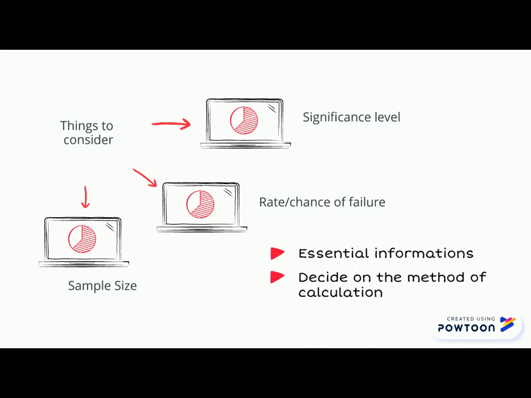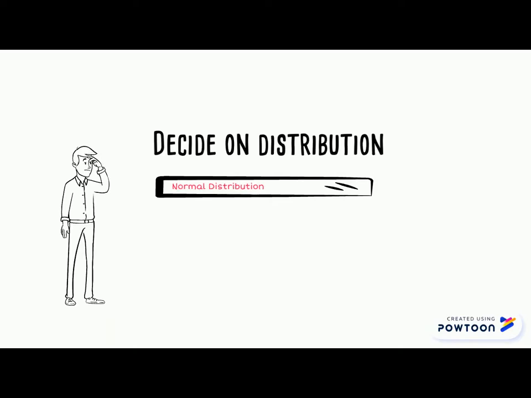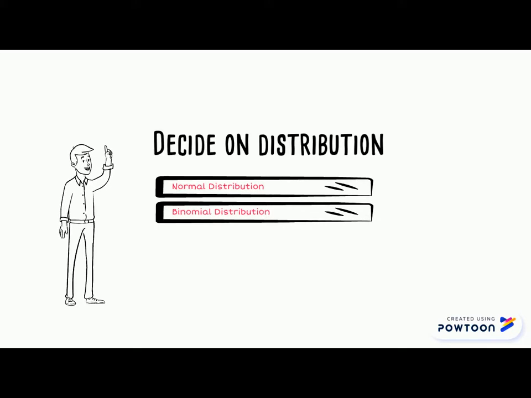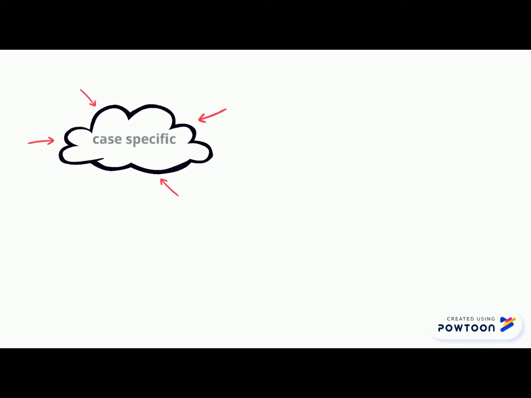All of these are essential information to decide the method of approximation for our calculations. We also need to decide on the type of distribution to use. We have several options, such as the normal distribution, binomial distribution, and the Poisson distribution. All the items that have been mentioned are very case-specific. To further explain this, let's check our case study.